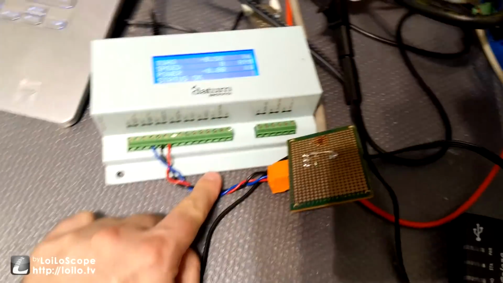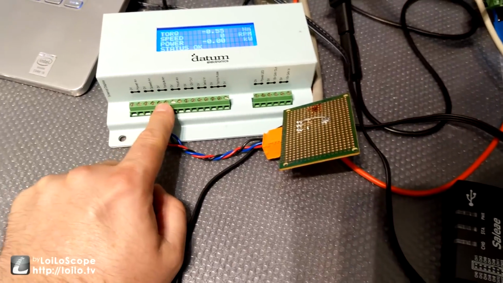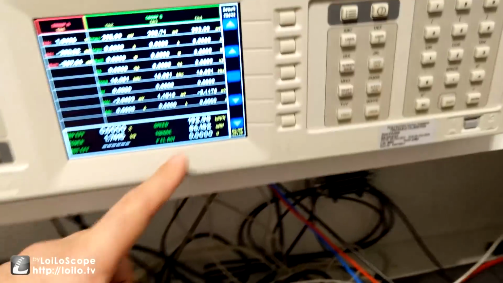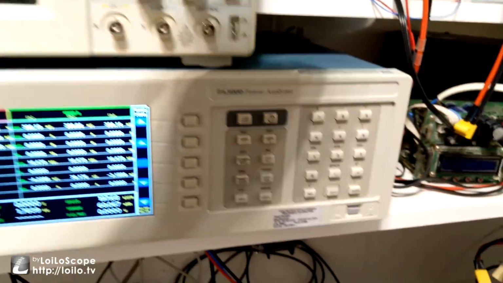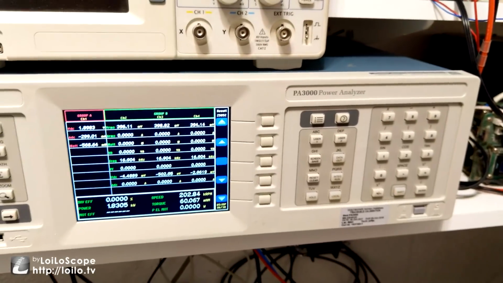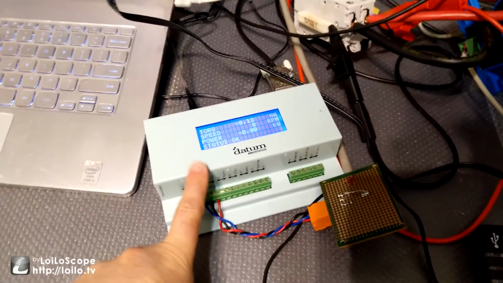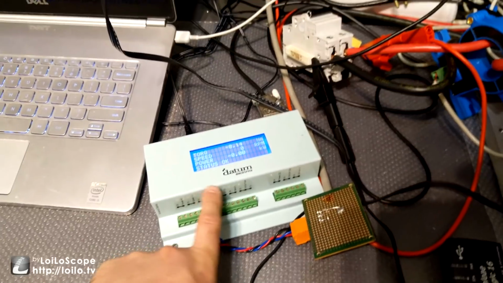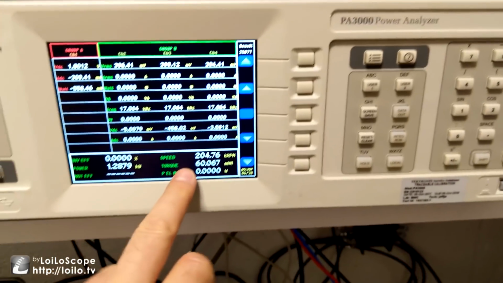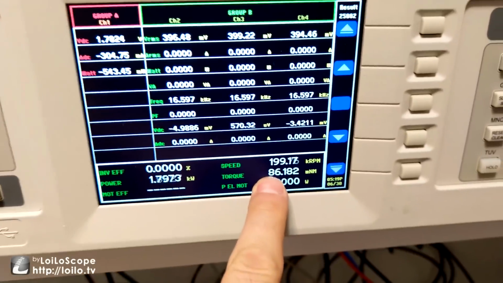The power is on, 15 volts, 1 amp. So what I did, I took this speed and torque signal and put them back to my Tektronix power analyzer. It has analog inputs in the back. So I configured this from 0 to 10 volts to have 0 to 500 Newton, and from 0 to 10 volts to have 0 to 8000. So the torque will be displayed here and also the speed.